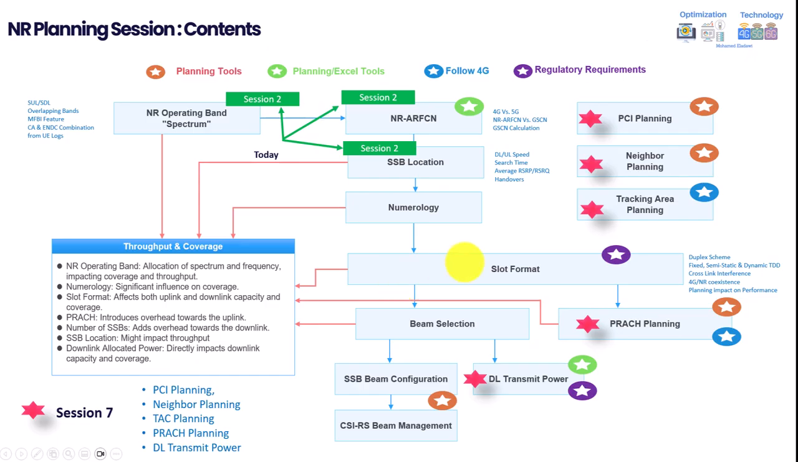Just before moving forward, to recall, this was our diagram, which is showing the impact of the cell design, what kind of cell design can impact our throughput and so on. So today's session will focus on starting with the neighbor planning and the PCI planning.